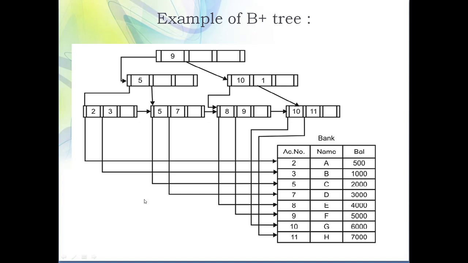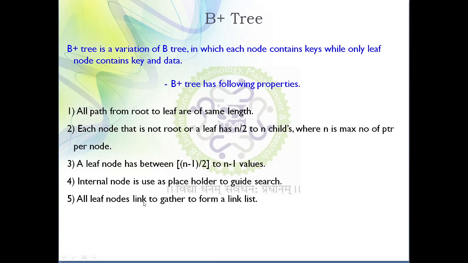Then all leaf nodes are linked together by a linked list. In this case, one more thing: every leaf node consists of a P next. P next means a pointer to the next node, because this pointer is pointing to the next node, and this pointer is also pointing to the next node. So all the nodes present at the leaf level are connected with each other by means of a linked list. That means every leaf node contains a pointer which points to the next node at the leaf level. Leaf nodes not only consist of a pointer pointing to a record present in the table, but also hold a pointer to the next node at the same level. So all leaf nodes are linked together to form a linked list.